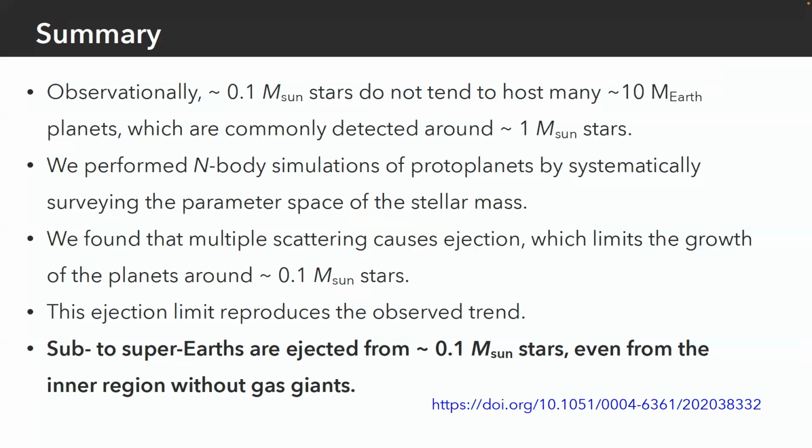What is interesting at this point is that these sub-Earths and super-Earths are ejected from these low mass stars, even from the very inner region, inside 1 AU, and without gas giants. So I think this is an interesting point for the population of free-floating planets. Yeah, it's almost time. Thank you.